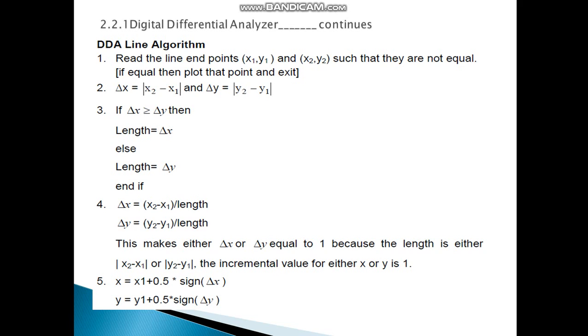If delta x is greater than delta y, then length is equal to delta x, else length is equal to delta y. Means we find out the floating point in between the first and end point, and how many steps are required to find these is nothing but the length. And in the third step, we find out the step, that is if delta x is greater than delta y, then step is equal to delta x, else step is equal to delta y. Then go to step 4.